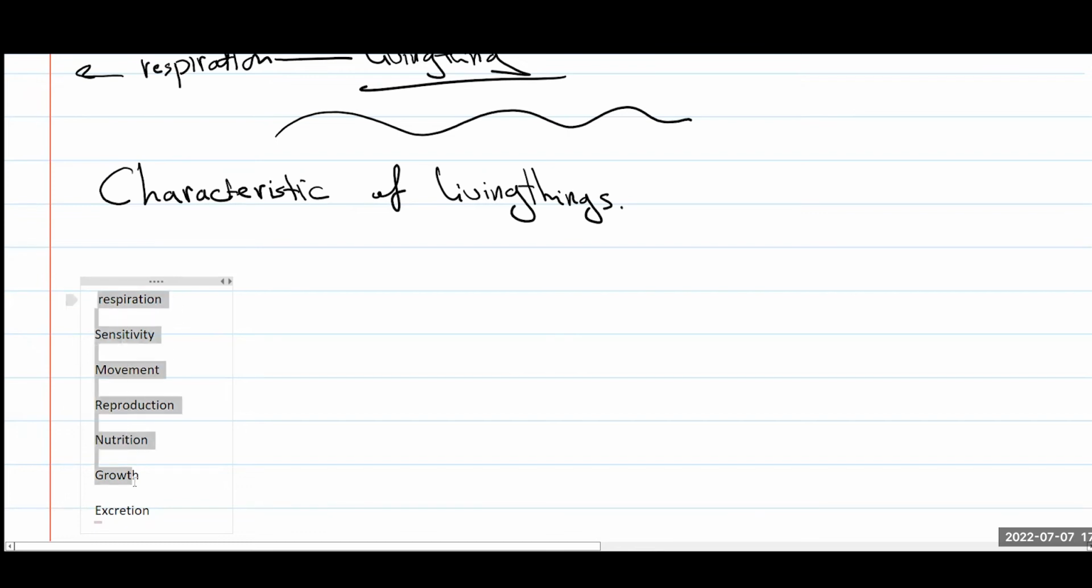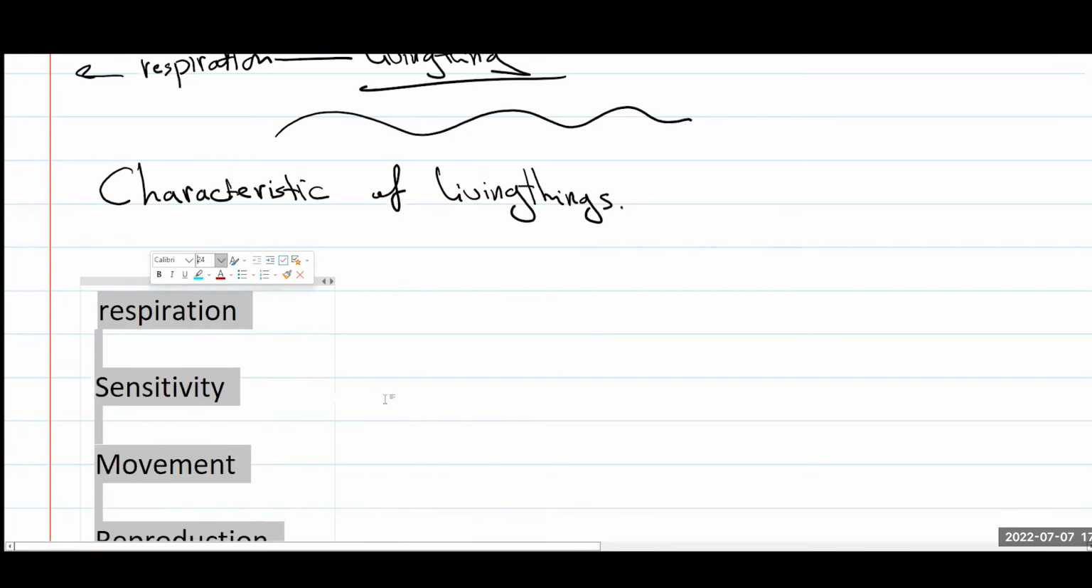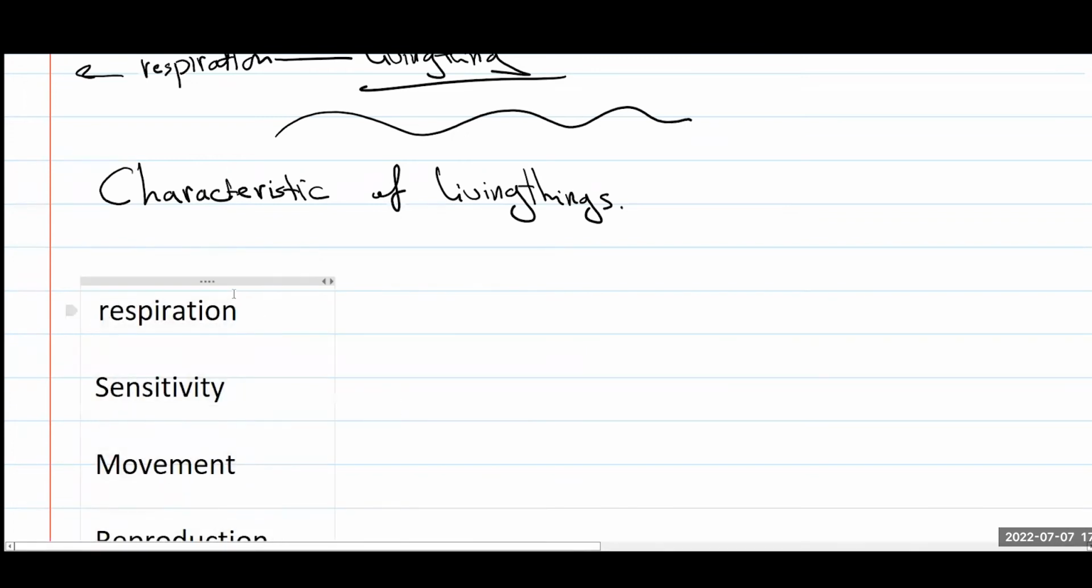Should I state them only? No, I should learn their definitions. Okay, who can define the word respiration? If you had pre-IG before, right? Okay, so you should know that respiration is a chemical process.